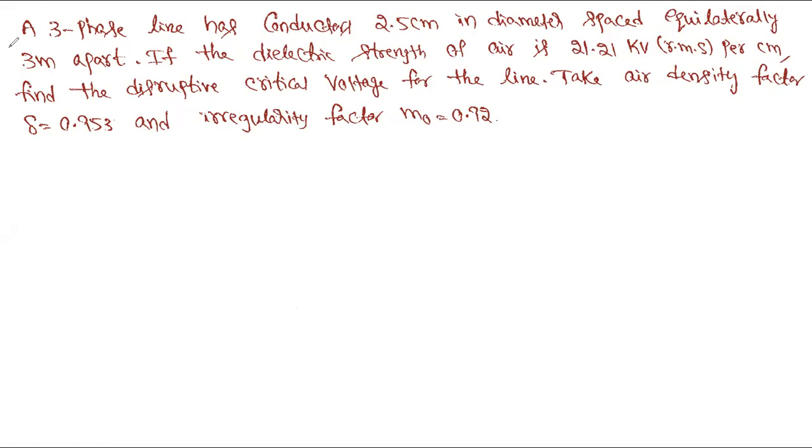Here it is clearly represented that the system is a three-phase system. The conductor diameter is 2.5 centimeter, that is D equal to 2.5 centimeter. But we require the radius, which is half of the diameter, R equal to D by 2, that is 2.5 by 2, and we get 1.25 centimeter.